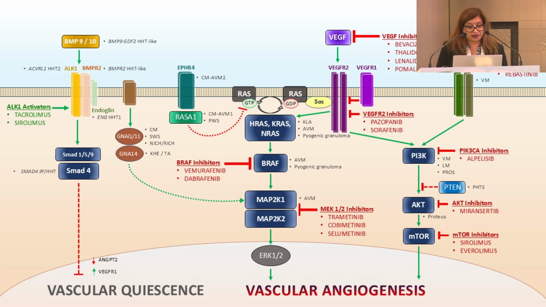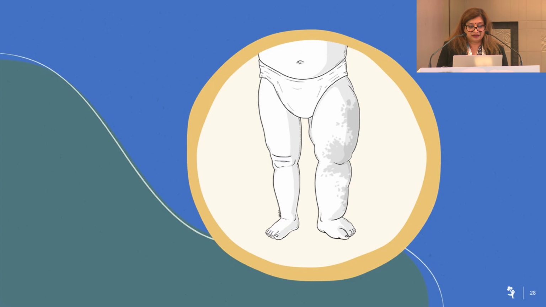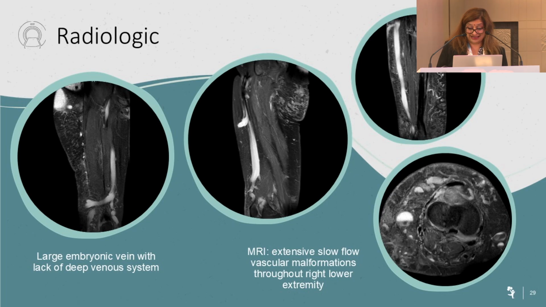And the other patient that we'll talk about is going to be this kind of picture as well. I think a lot of you have seen this. This is what we see on the leg here, a capillary stain. That's going to be our clinical picture, but what else do we have? In these patients, they have a large embryonic vein. We may or may not see much of a deep venous system, extensive slow flow malformations throughout the extremity. And when we see a picture like that, we think of Klippel-Trenaunay.